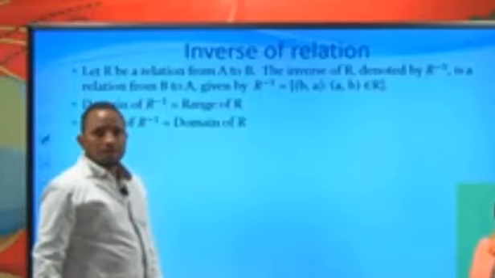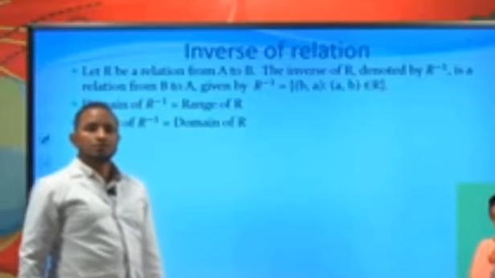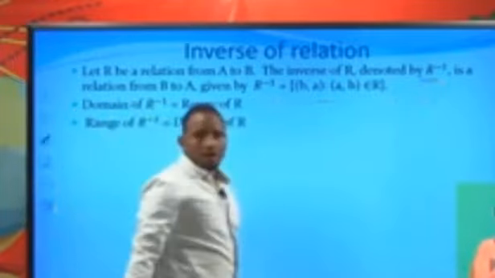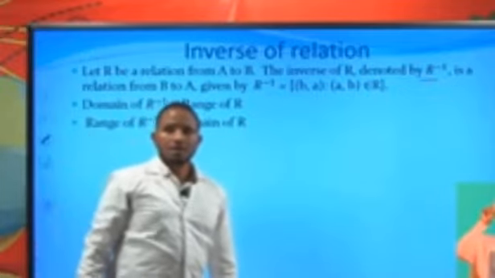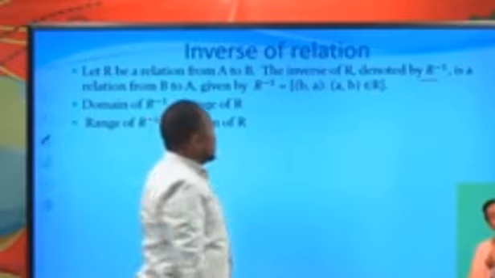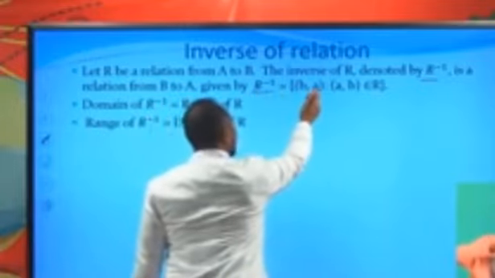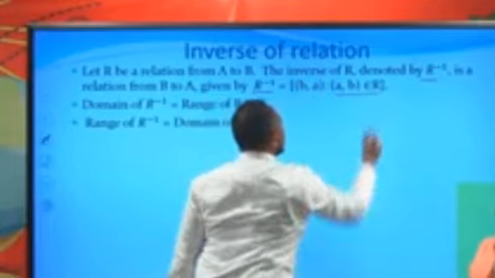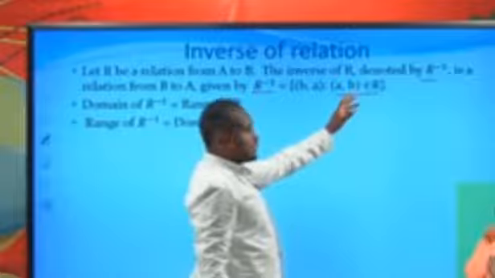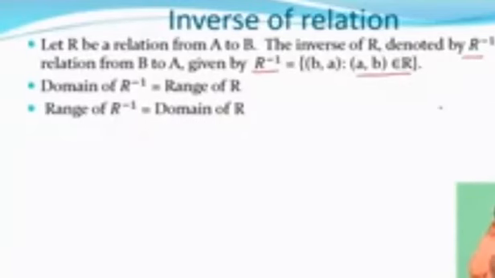This is it. Okay. Now let's continue to the inverse of a relation. Let R be a relation from A to B. The inverse of R is denoted by this symbol, R inverse. It's read as R inverse, and it is a relation from B to A. It is given by R inverse equals the set of ordered pairs (b, a), where (a, b) is an element of the relation. If (a, b) is an element of R, then the element in R inverse is simply changing a and b, so it is (b, a).